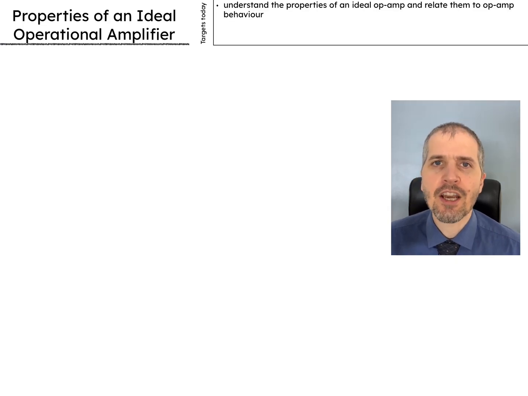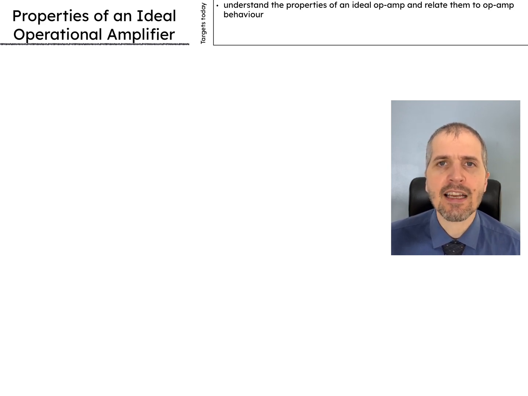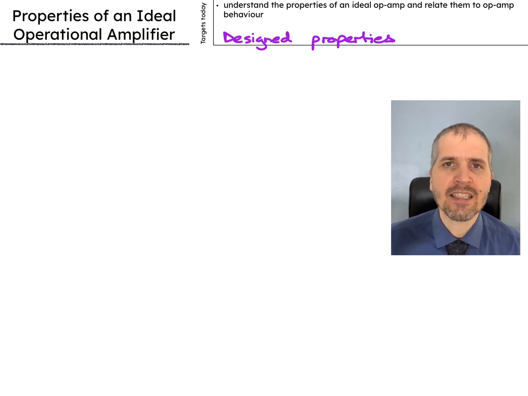In this lesson video, I'm going to go through the 6 properties of an ideal op-amp. Now remember, someone has designed these properties. We don't need to understand exactly how it all works. It's a black box, remember. But what we want to know is what these properties are that have been designed so that we can use them and we can understand them and we can apply them so that we know how the actual circuits will work. So let's dive in.